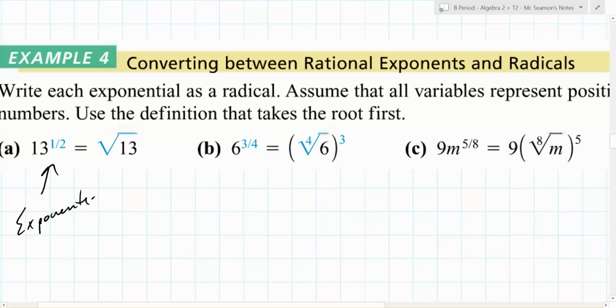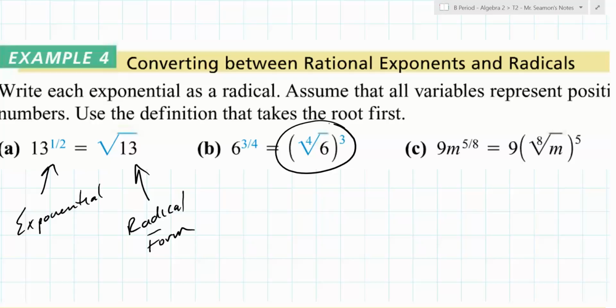Anybody know what the other one's called? Radical form. Oh, wow. So I might ask you to convert between the two so that you can evaluate. Now, can you evaluate that one nicely? Do you have any idea what that number is? No, like the 4th root of 6. What times itself 4 times is 6? It's something between 1 and 2, right?